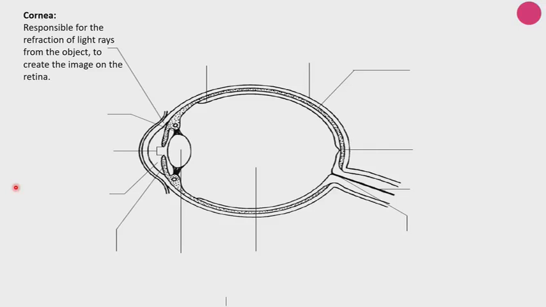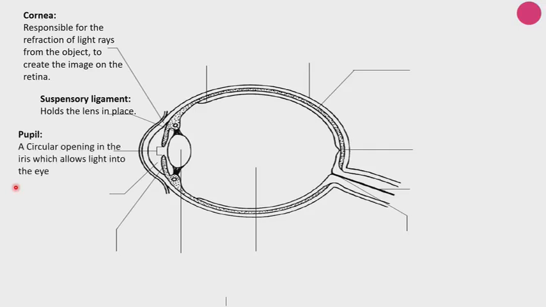And the cornea is responsible for that first initial breaking of light, and it's a completely transparent structure that cannot change its shape. Then we have the suspensory ligament there, which is attached to the lens and actually holds the lens in place, helping to change the shape of the lens during the process of eye accommodation.